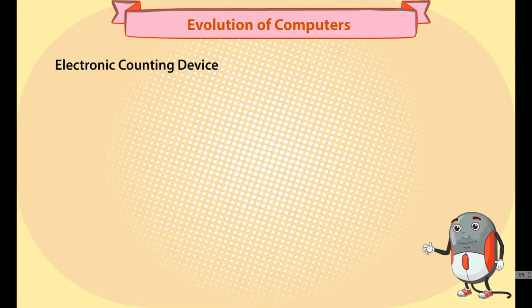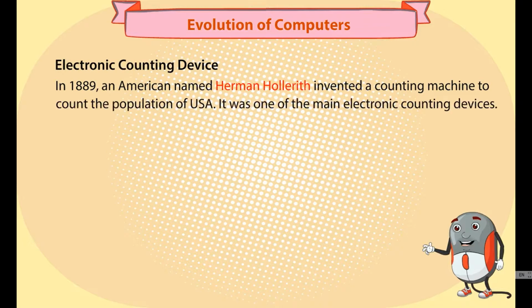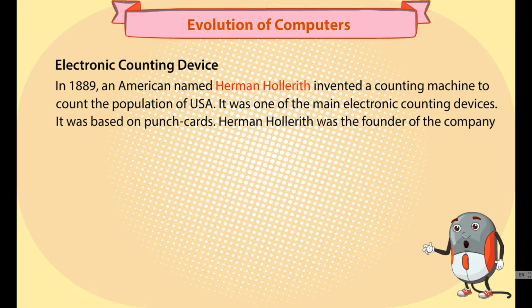Electronic counting device. In 1889, an American named Herman Hollerith invented a counting machine to count the population of USA. It was one of the main electronic counting devices. It was based on punch cards. Herman Hollerith was the founder of the company that became famous as IBM.